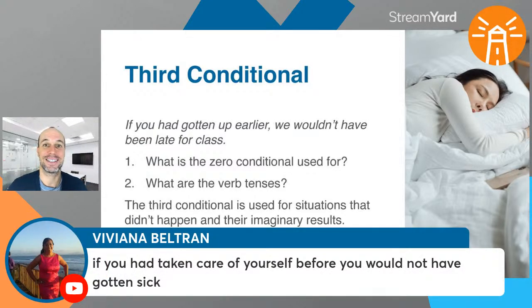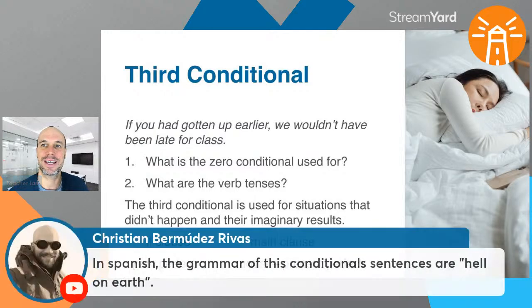Awesome, Viviana has a sentence. If you had taken care of yourself before, you would not have gotten sick. Beautiful sentence. That's a great sentence. Only little problems are capital I on if. You're missing your comma after your if clause and then your period at the end. So I know I'm a mean teacher because I correct those mistakes, but you know, if you want to be perfect, then that's why we're here. Okay, great job, Viviana.